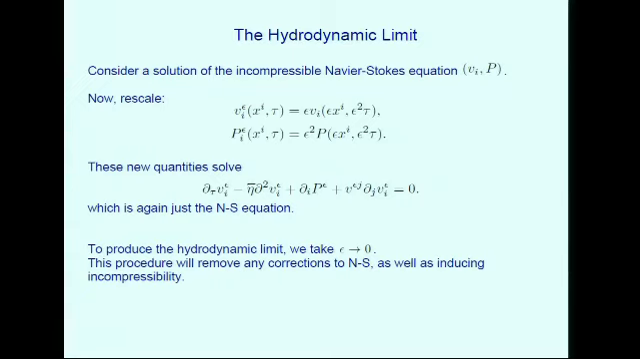And now let's rescale the solution in the following way. So you'll notice that I've rescaled v by 1 power of epsilon, P by 2 powers of epsilon, but I've also rescaled the spatial coordinates and the time coordinates by different powers of epsilon. So all the spatial coordinates get 1 power, and the time coordinate gets 2.